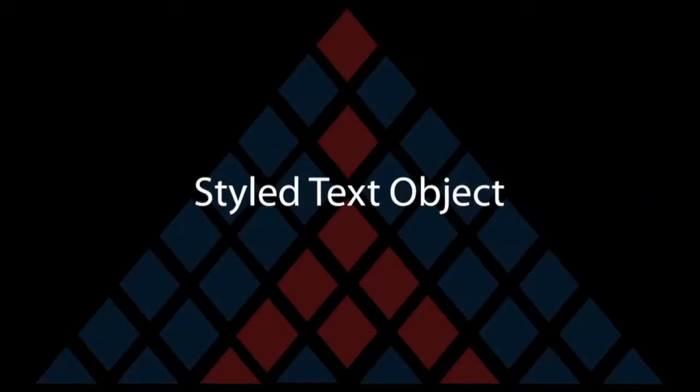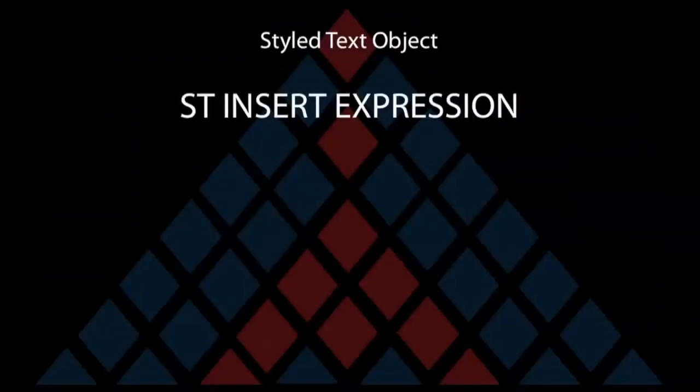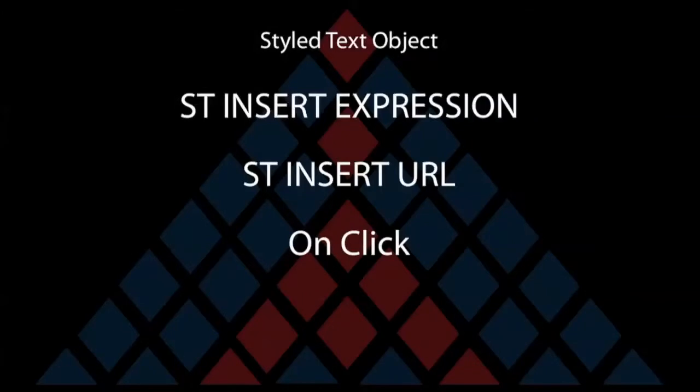So the styled text object is an example of this way we evolve features. What's actually happening behind the scenes is we're working on a new text engine internally at 4D, and we're surfacing some of those features to the styled text object.